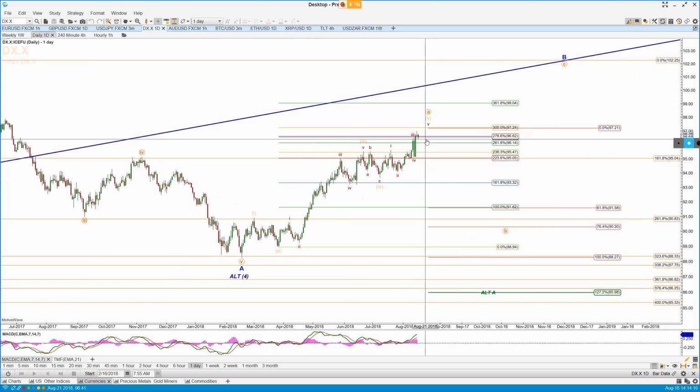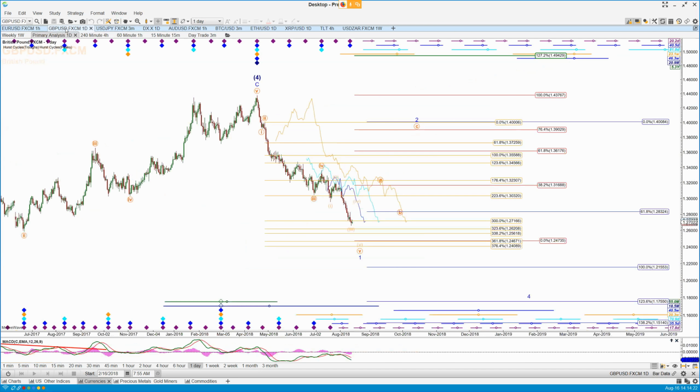If I come over and look at the US dollar, it still needs that last push up, 97.24, and this kind of stuff at the top is typical of a last 4. Spike up reversal is what I'm looking for in the US dollar at some point soon.